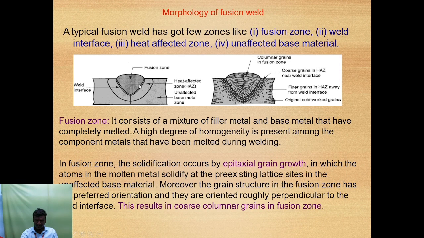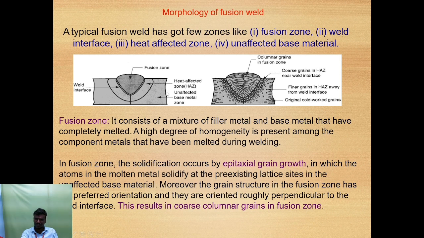It consists of a mixture of filler metal and base metal that are completely melted. So a high degree of homogeneity is present among the components of metals that have been melted during the welding process. In the fusion zone, the solidification occurs by the appearance of grain growth, in which the atoms in the molten metal solidify at the pre-existing lattice sites in the unaffected base material.